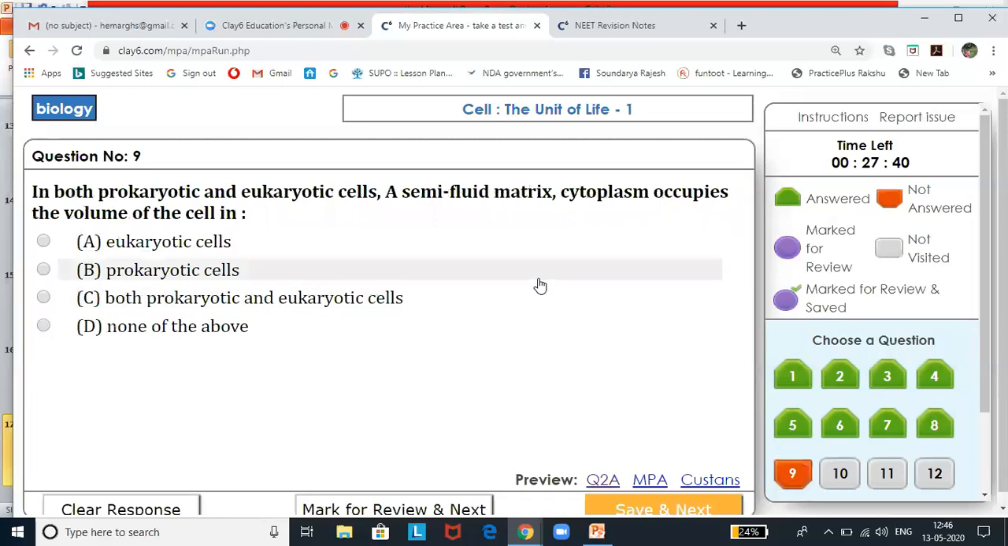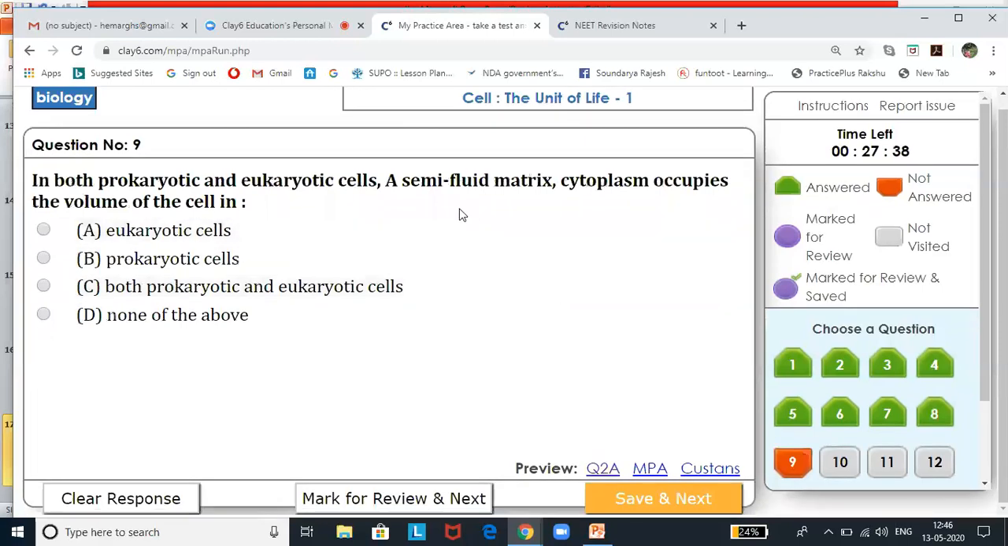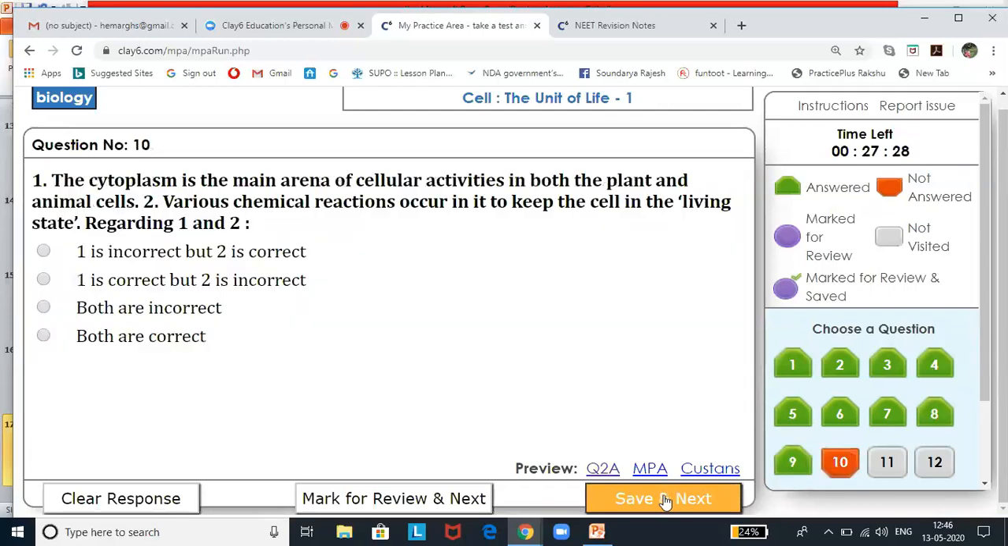In both prokaryotic and eukaryotic cells, a semi-fluid matrix cytoplasm occupies the volume of the cell, because cytoplasm is seen both in prokaryotes and eukaryotes. The cytoplasm is the main arena of cellular activities in both plant and animal cells. Yes. Various chemical reactions occur in it to keep the cell in living state. Very true. So both are correct.